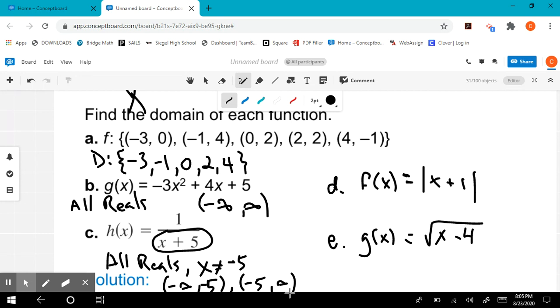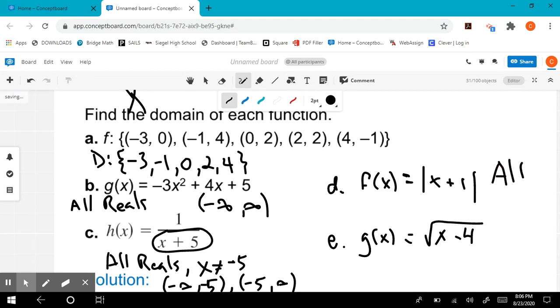All right, what about the absolute value of x plus 1? There's no number. Basically, you don't even need to look at the graph. Absolute value has a V graph, but if you'll notice, there's no number I can put in for x that's going to cause me a problem, right? Never. So this is going to be all reals.